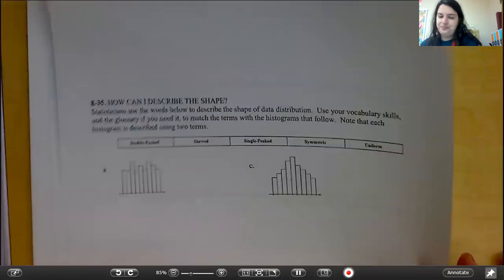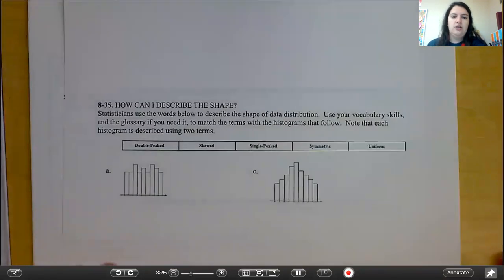Flip it over. How can I describe the shape? Statisticians use the words below to describe the shape of data distribution. Use your vocabulary skills and the glossary if you need it to match the terms with the histograms that follow. Note that each histogram is described using 2 terms. So I would like you to try this on your own.